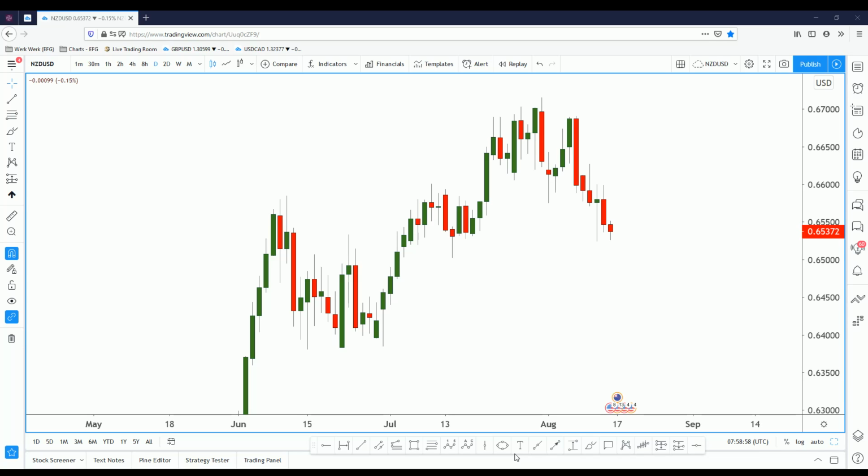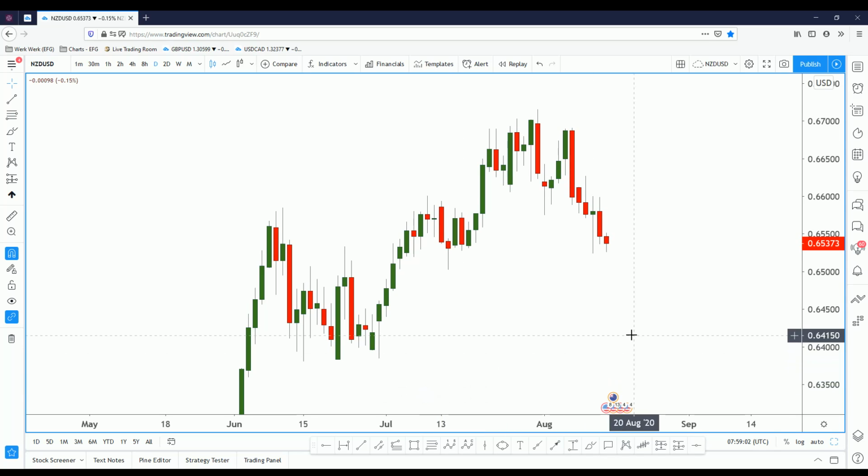Hi everyone, welcome to today's trade of the day, and for today's trade of the day we'll be looking at the Kiwi dollar. The Kiwi dollar seems to have quite a nice setup on the intraday, but for now let's start off with the daily.